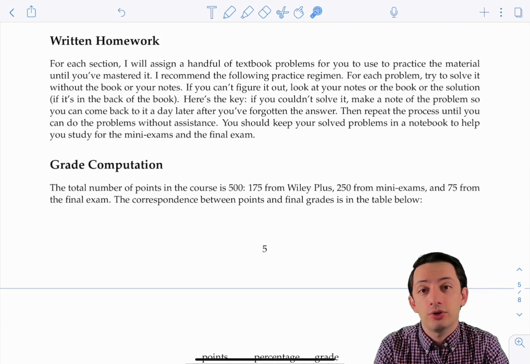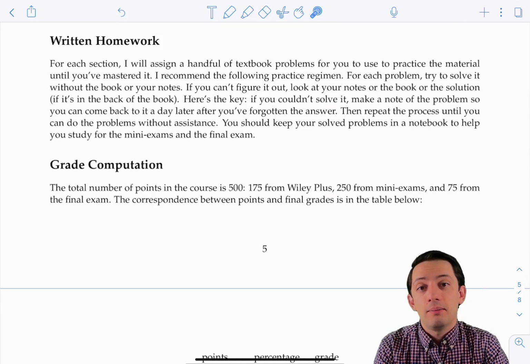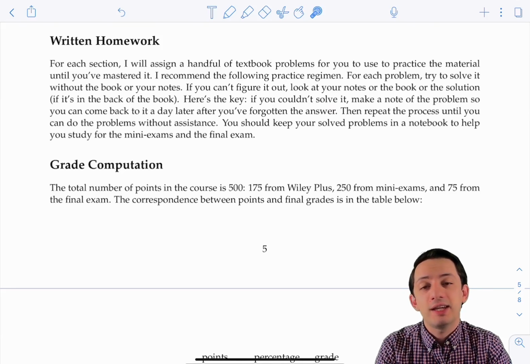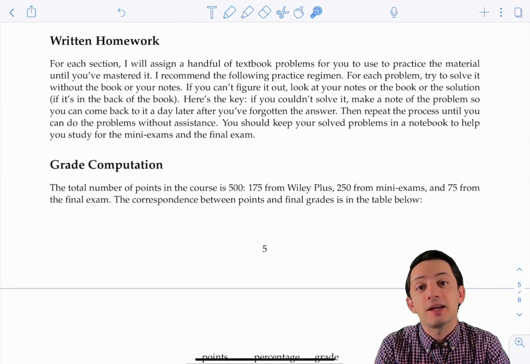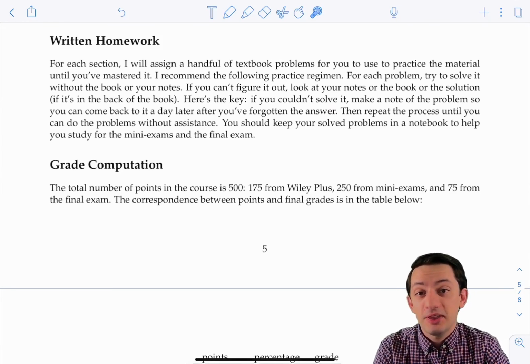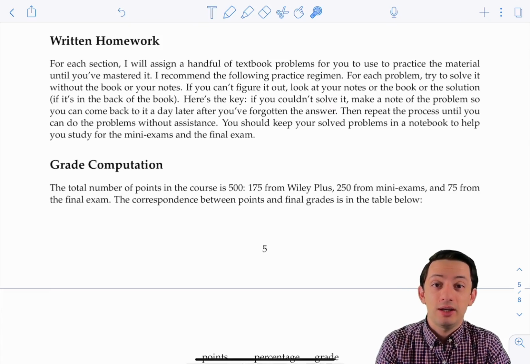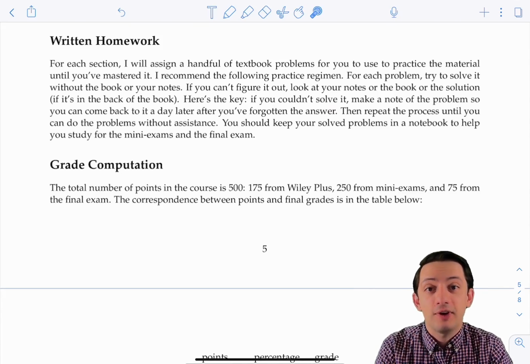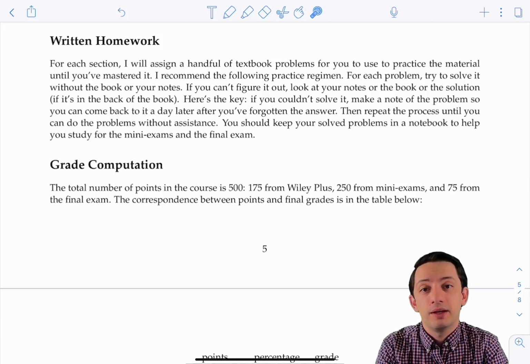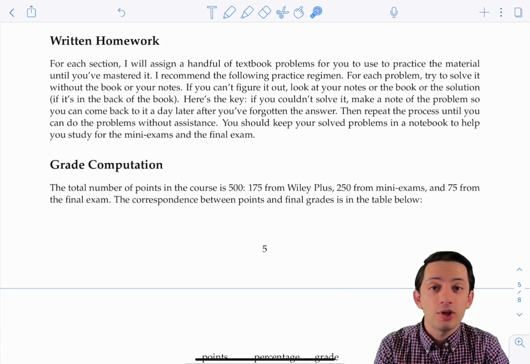So if you had to look at your notes or the book or the solution, make a mark next to the question, keep a log of the ones that you had to do that for, and wait a day or so until you forget the answer. And then come back and try it again. And maybe then you can do it without the book. That's great. But if you need the book again, that's fine. Just make a note of it again and come back. And keep coming back to the problem until you can do it without the book. And if you do that with all the problems, you're going to be in really great shape for the mini exams.